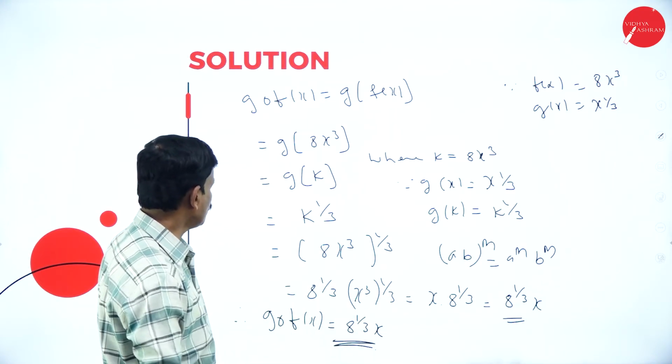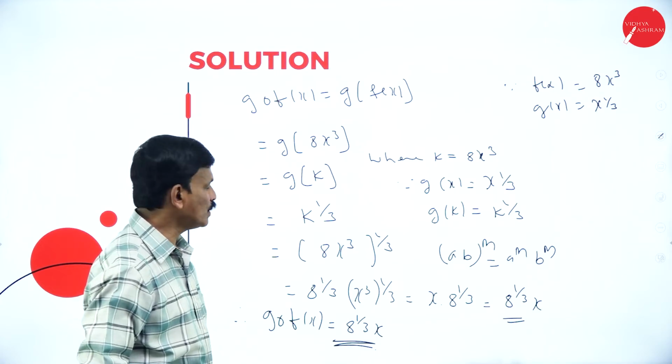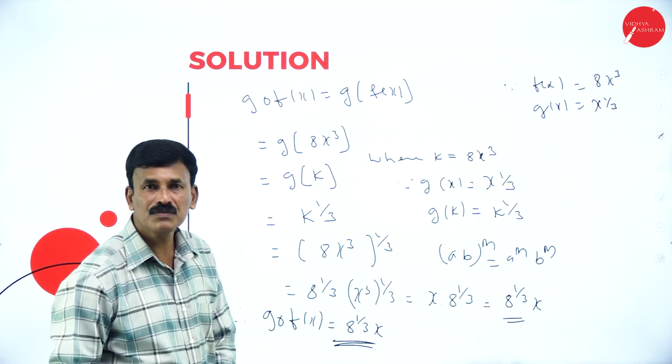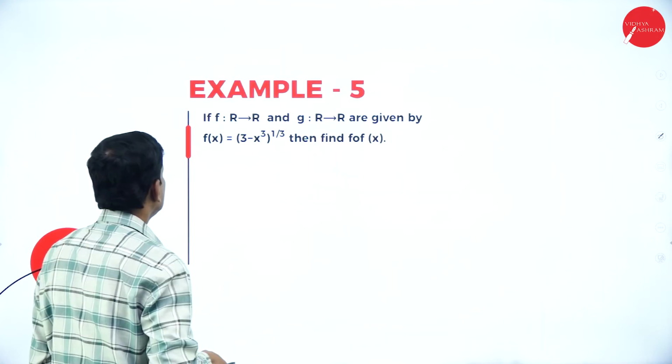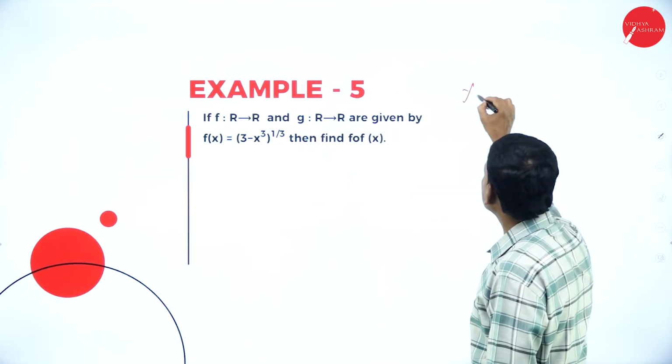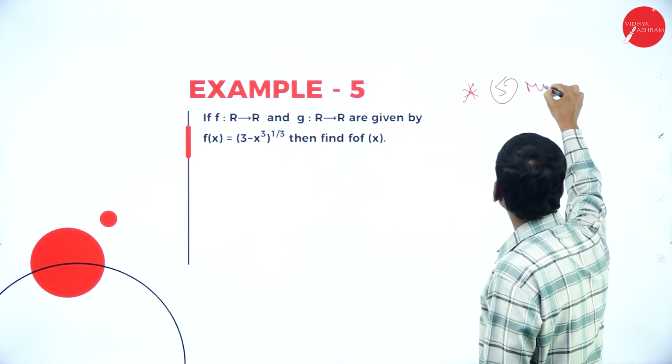So g naught f of x is equal to 8 to the power of 1 by 3 into x, which is the value of g naught f of x. That's it. Okay. Now let us come to the last problem. Now what is given? This is a very important problem for 5 marks.